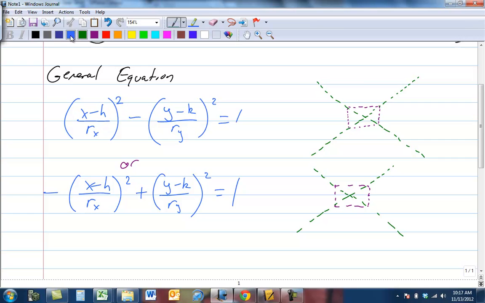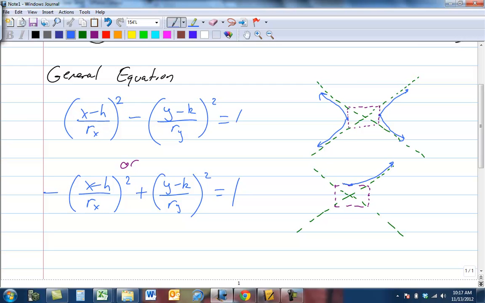All right, so here's what's up. If the x term is positive and the y term is negative, then that means the hyperbola is going to open up the way the x's happen, left and right. Something like this. And in this case, if x is negative and y is positive, that means that it's going to open up and down, just like an x.